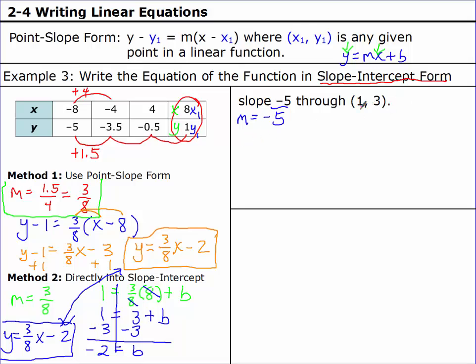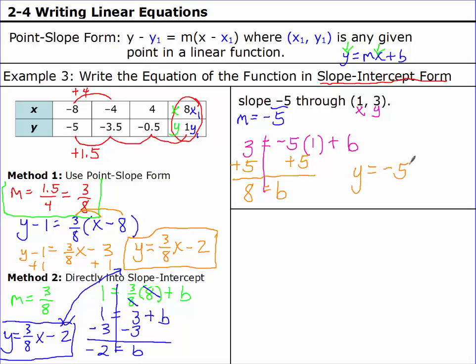So this is, again, an x and a y. So that's 3 equals -5 times x plus b. Well, -5 times 1 is just -5, and I can get rid of that by adding 5. 3 plus 5 is 8. 8 is b, m is -5, y equals -5x plus 8.